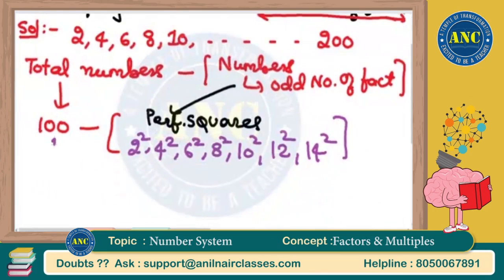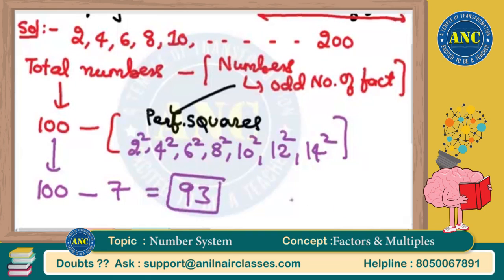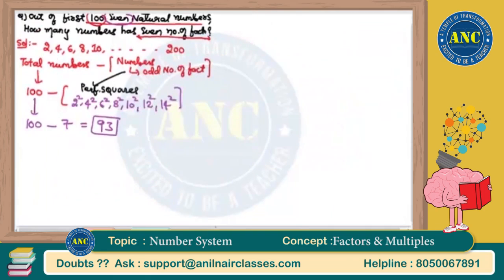So here it is 100. Total how much is it? 1, 2, 3, 4, 5, 6, 7. 100 minus 7. What will be the answer? 93. 100 minus 7 is nothing but 93. I hope it is clear.